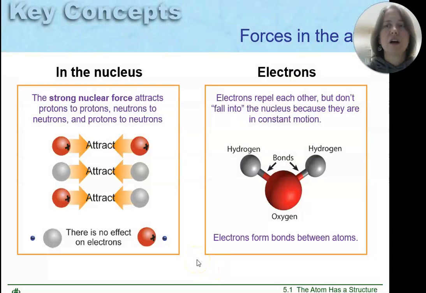So we left off talking about the forces in the atom. Looking at the nucleus, we know there's the strong nuclear force and there's electromagnetic force. Strong nuclear force makes things attracted to each other. The electrons don't feel the strong nuclear force, but they definitely feel electromagnetic force. And we know electrons are repelled by each other, but attracted to the protons. They are in constant motion, so they don't just get sucked into the nucleus.